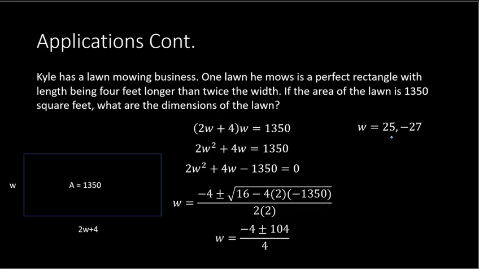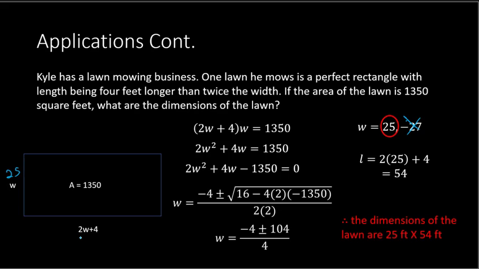We see that typed up right here. And notice negative 27 does not make sense, because width is a length of something. It cannot be negative, so it's got to be positive. So we have positive 25, and that would be the width. Now the length is 2 times 25 plus 4, so that would be 50 plus 4, or 54. So the dimensions of the lawn are 25 feet by 54 feet.